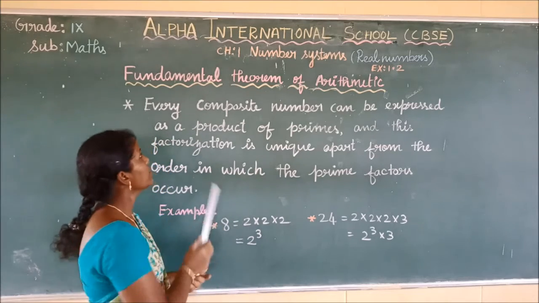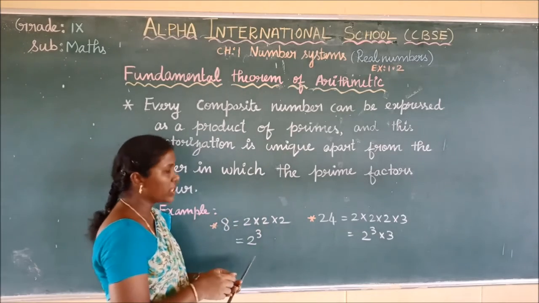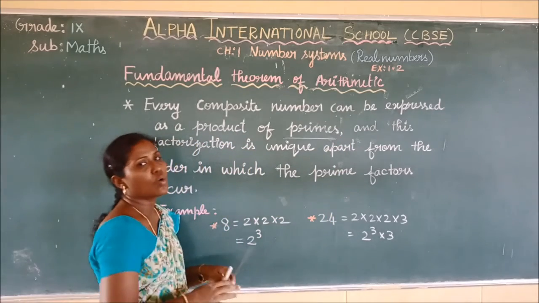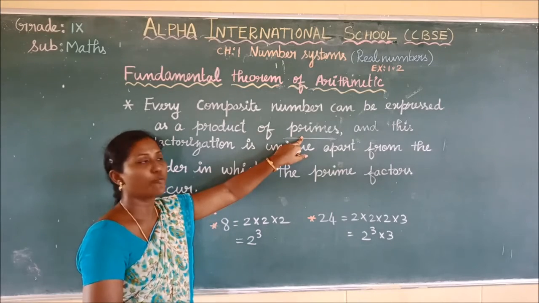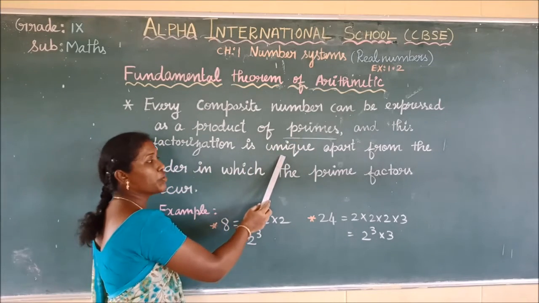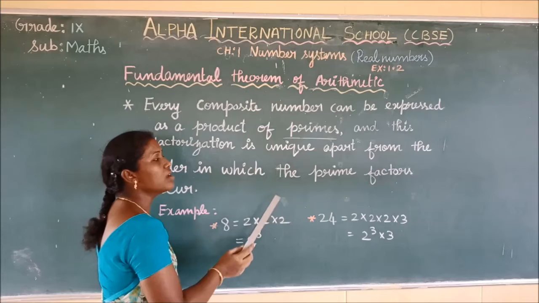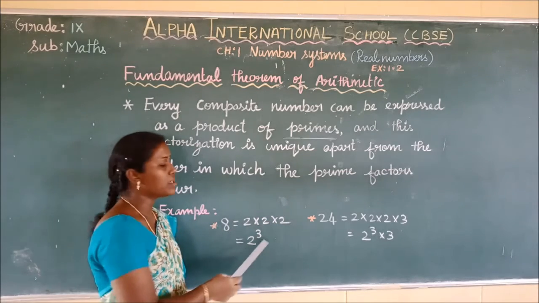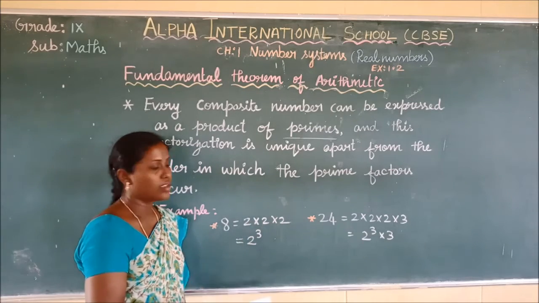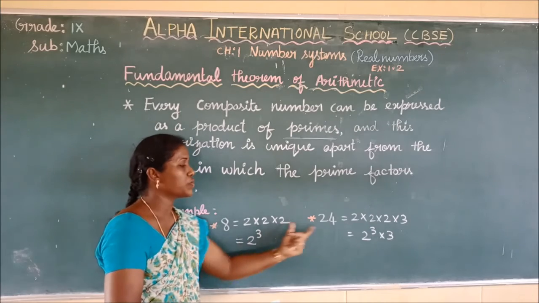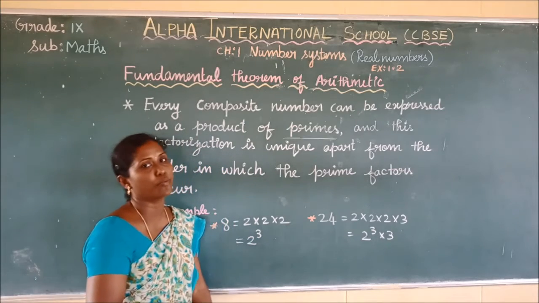Okay, see the definition again. Every composite number can be expressed as a product of primes. It's very important. Whatever composite number, two-digit or five-digit, whatever is given, every number can be expressed as a product of primes. And this factorization is unique for each and every number, apart from the order in which the prime factors occur. Prime factors occur means the places where they occur, in the order 2, 3. Apart from that order, everything is unique. So here I wrote only two examples, 8 and 24. They are composite numbers, and each can be expressed as a product of primes.